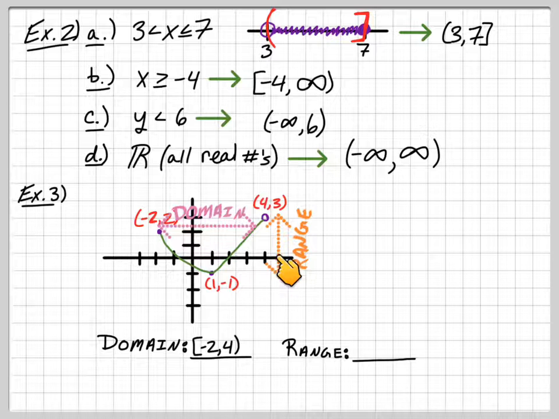Well, it looks like the highest it would ever go would be 3, that point right there, but it's not included at 3. And then the lowest, looking like -1 for the lowest y value. So the -1 gets to be included, whereas the 3 is not included because it was an open circle. It's not included at that point.